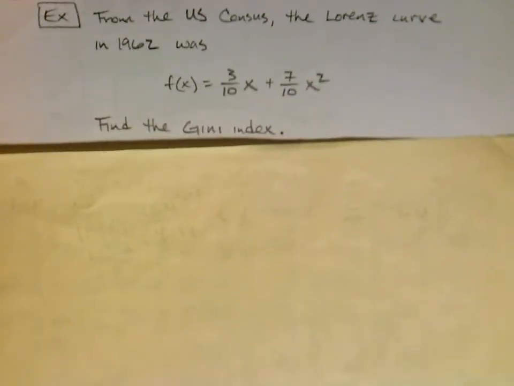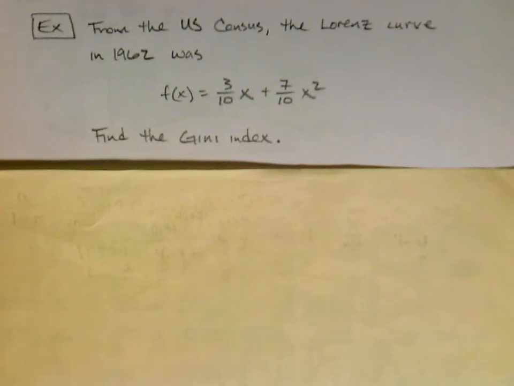There's no graphing here. There's just that familiarity from the formula when you're subtracting. That's really the connection. So this is an interesting one from the U.S. Census. The Lorentz curve in 1962 in the U.S., f of x equals 3 over 10x plus 7 over 10x squared. Let's find the Gini index. So what was the income distribution like in the U.S. at that time?